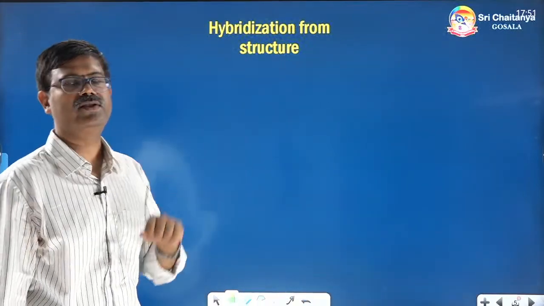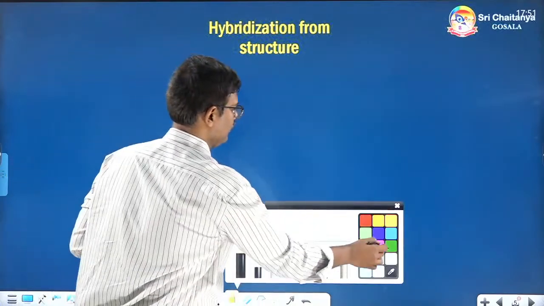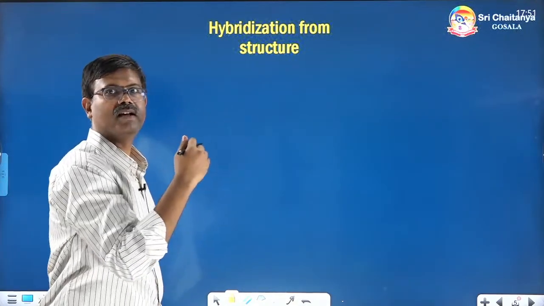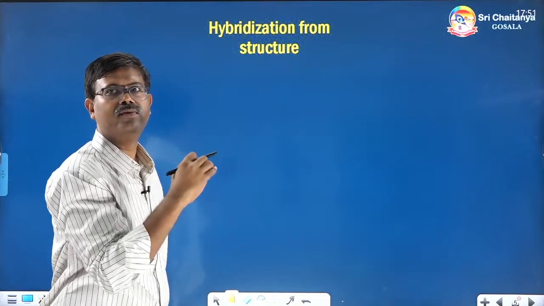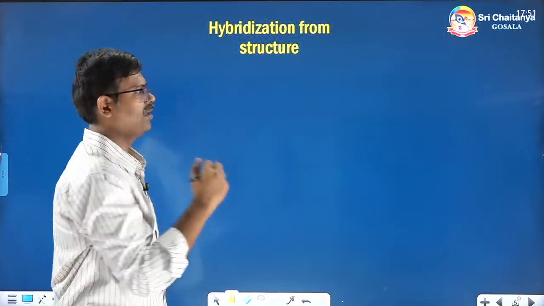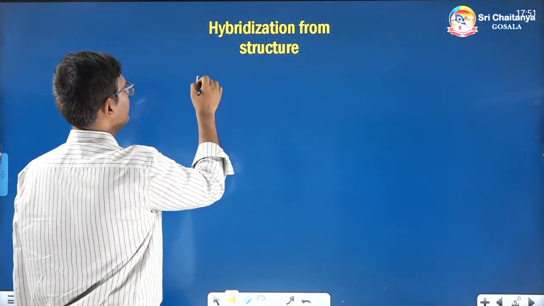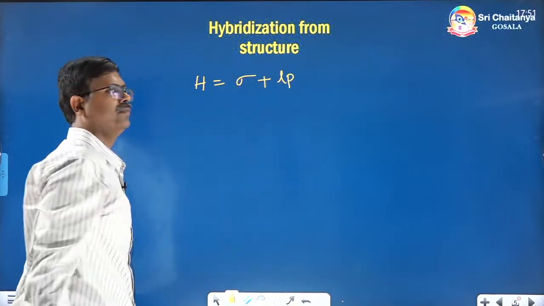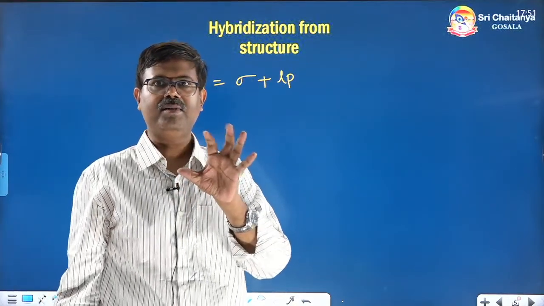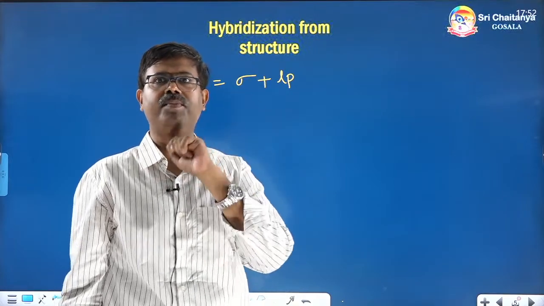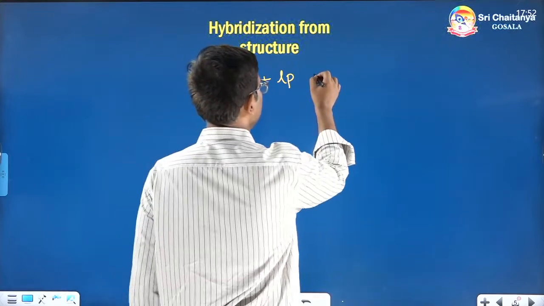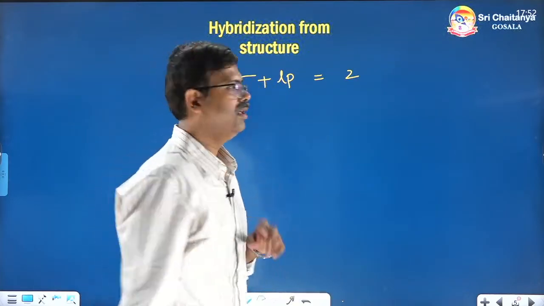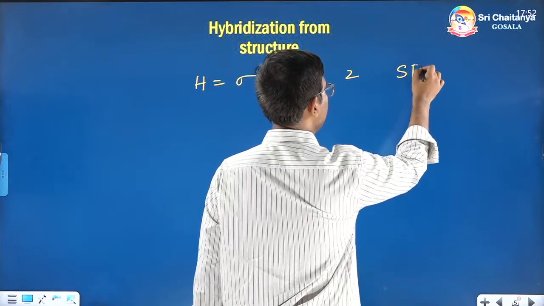Now hybridization from structure. See, if the structure is before you, that means you can clearly see how many bonds are there between two atoms. Then how to find hybridization? Then calculate sigma. Hybridization we will calculate from sigma plus lone pairs. Sigma plus lone pairs around any atom: you count how many sigma bonds are there and how many lone pairs are there around it. If that value is, suppose, 2, then that hybridization is called sp hybridization.